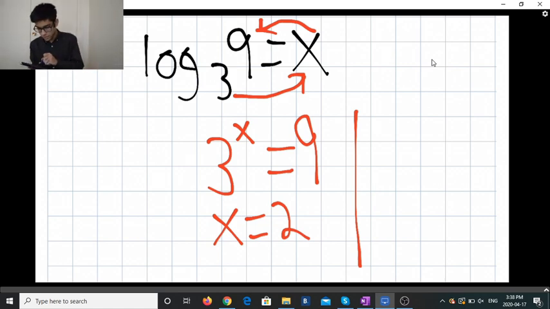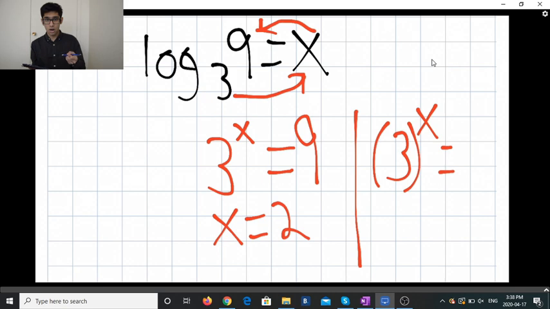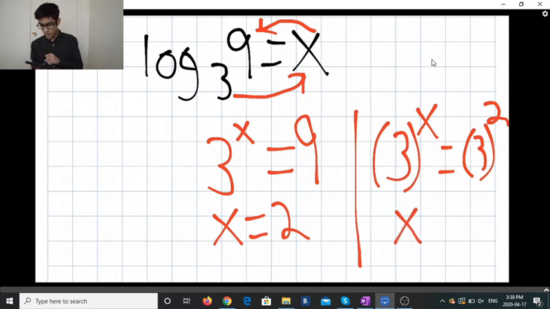You could get the same base, right? So 3 on this side, 3 to the power of x. You can rewrite 9 as a power of 3, so that would be 3 squared, right? Hopefully you see that. So since I have the same bases, I can just say x is equal to 2. I can just drop the bases and relate my exponents.